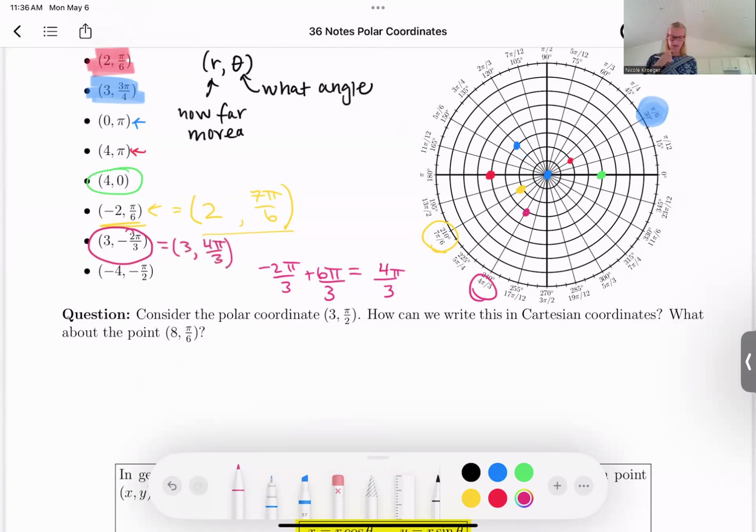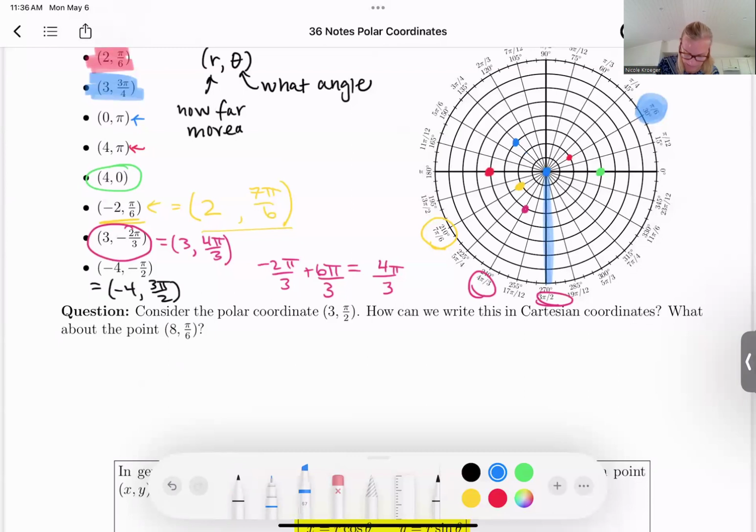Okay, and then negative pi over 2 is the same thing as 3 pi over 2. We're traveling clockwise from the positive x-axis. So this point will be equivalent to negative 4 comma 3 pi over 2. If I start out along the 3 pi over 2 and then move negative 4, that means I'm shooting backwards in this direction. So I end up at the point 1, 2, 3, 4, this point here.